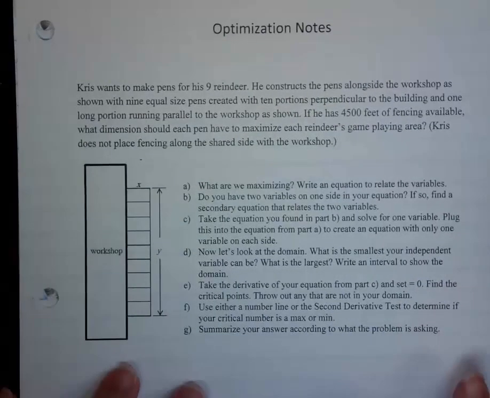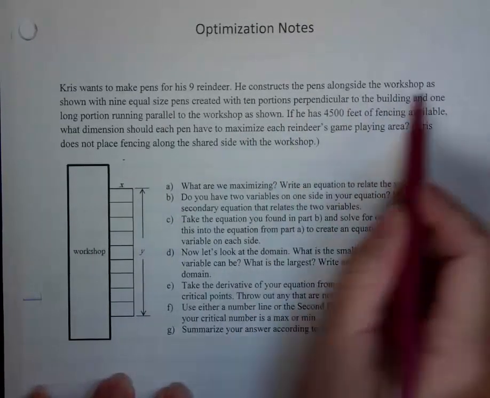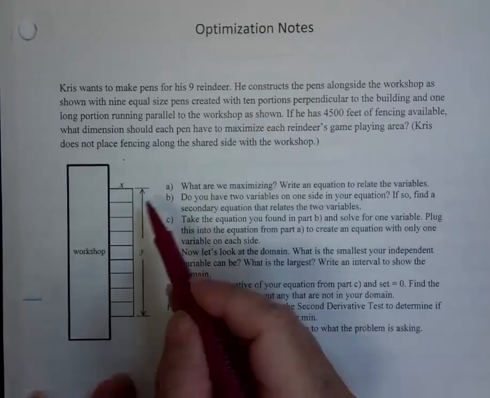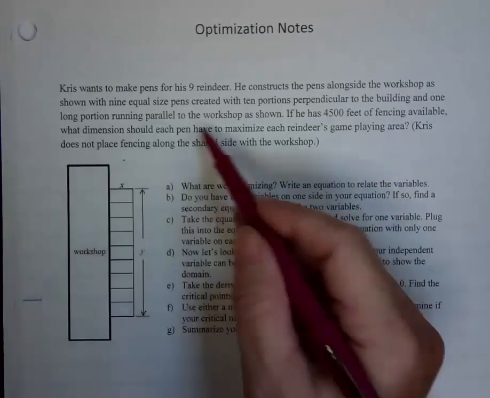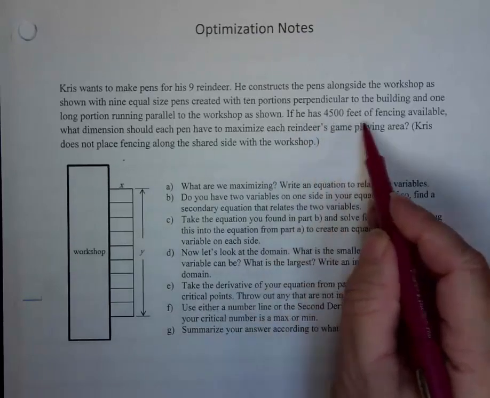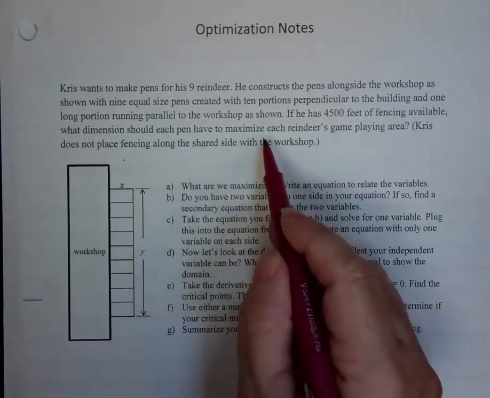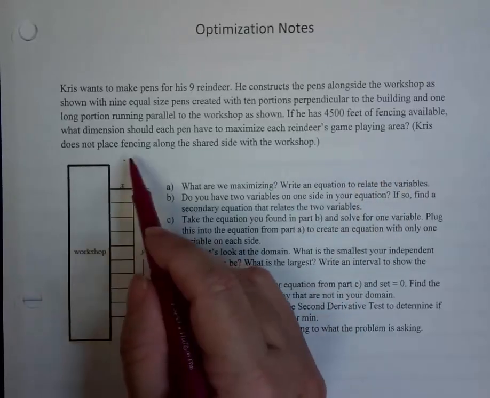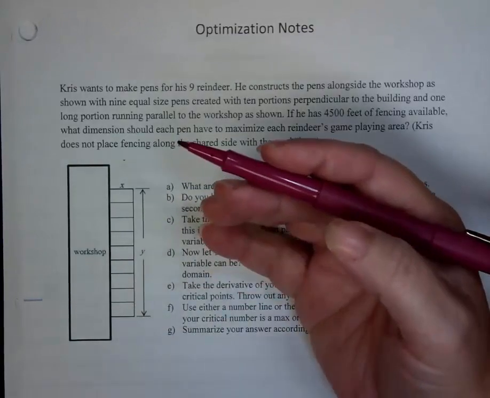So Chris wants to make pens for his 9 reindeer. He constructs the pens alongside the workshop as shown, with 9 equal-sized pens created with 10 portions perpendicular to the building. These are the little short pieces. And 1 long portion running parallel to the workshop as shown. If he has 4,500 feet of fencing available, what dimension should each pen have in order to maximize each reindeer's game playing area? Chris does not place fencing along the shared side with the workshop. He doesn't need to fence that side because the wall works as the fence. Does that make sense to you?